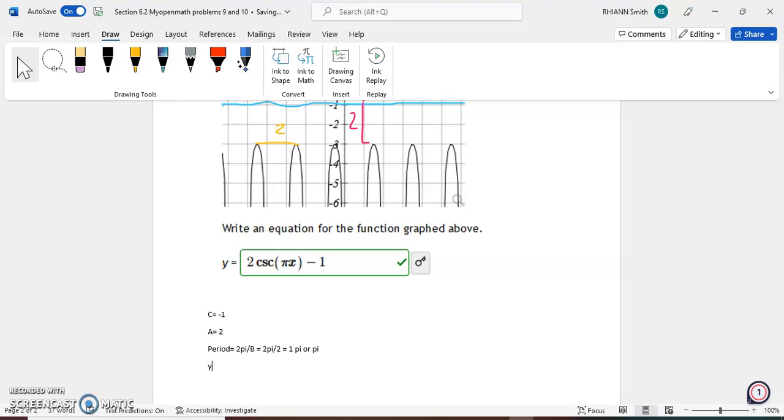And so our final formula should look something like y equals 2 CSC, parentheses, pi times x, parentheses, minus 1, and that is what we have up here.